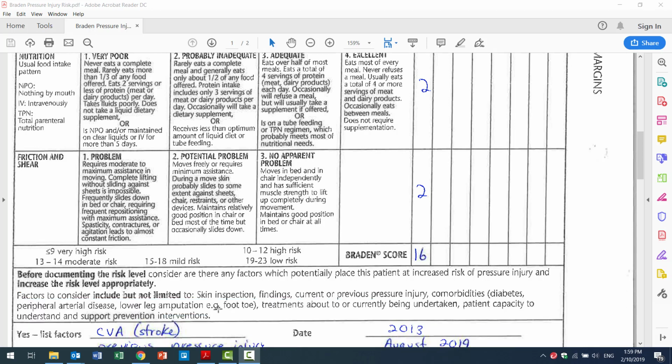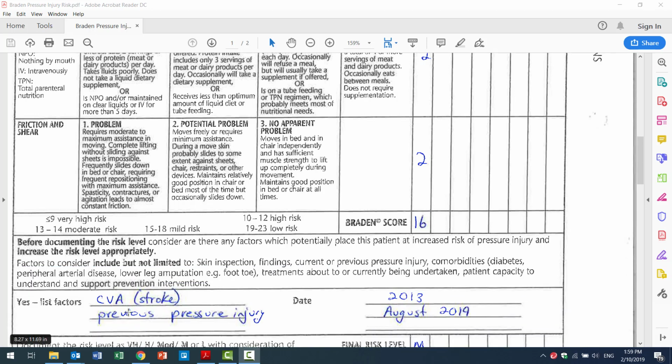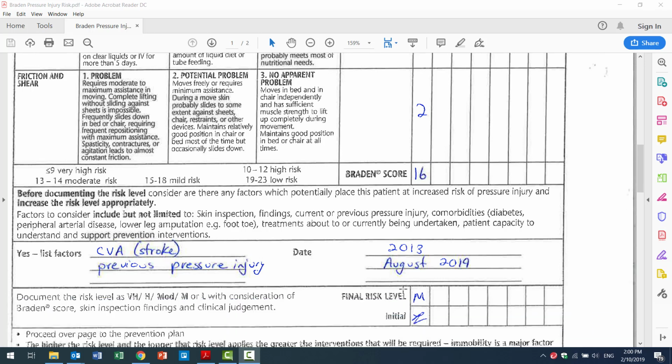Okay. So here it's asking us to list any other possible risk factors. In this case, the patient has a history of a CVA, which is another term for stroke, and they have a history of previous pressure injuries. We've written down the dates that these occurred, and we've written down that the final risk level is mild.